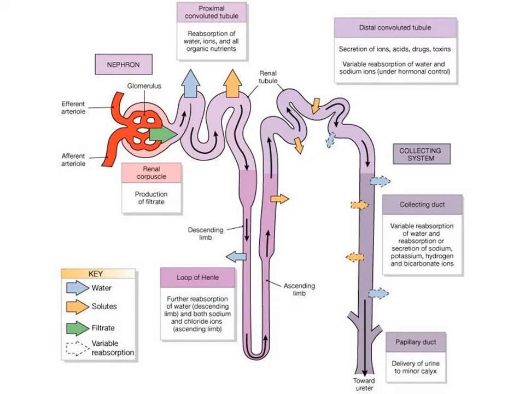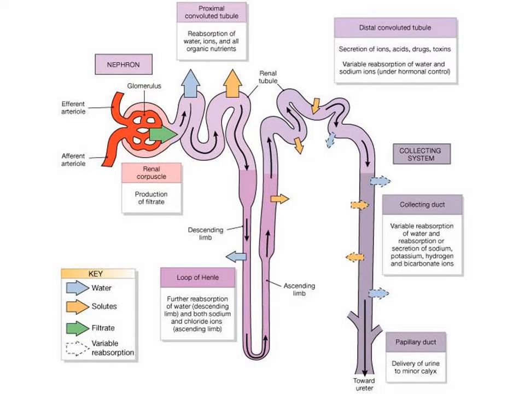Then it's going to go through, notice the tubule starts with its twists and turns again. This area is known as the distal convoluted tubule. Here you're secreting ions, acids, various drugs and toxins. Water and sodium ion reabsorption is going to depend once again on what the needs are right now.